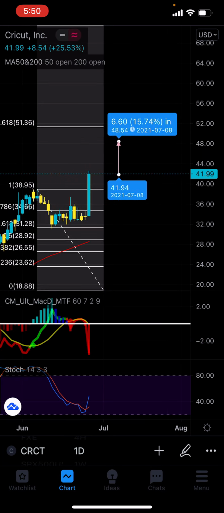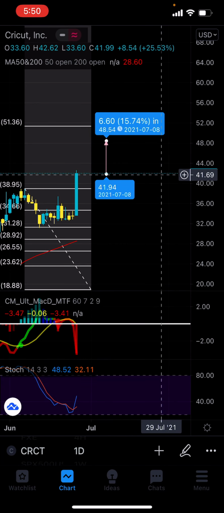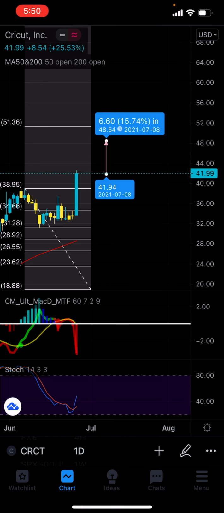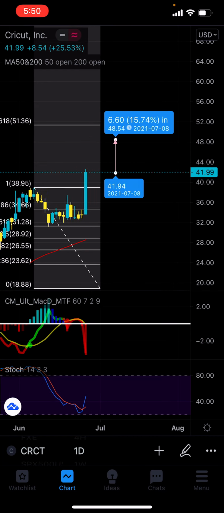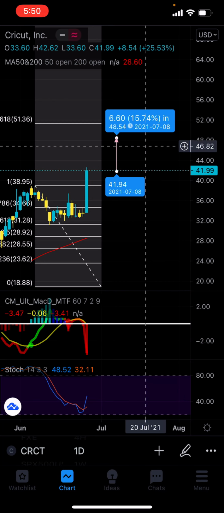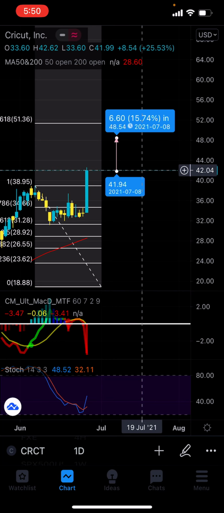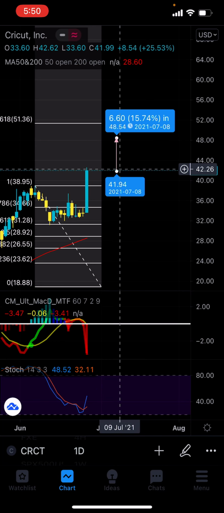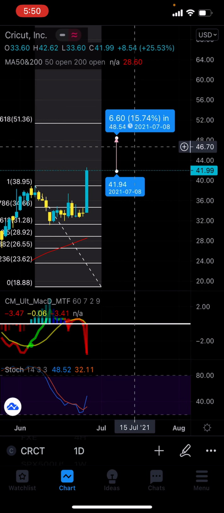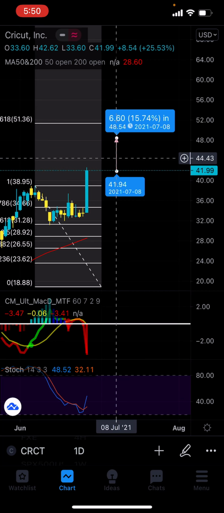So from the buy-in of $41 and 90-ish cents all the way up to 48.54, 48.70, you would see a 15% increase on price, right? So generally, if you were to buy shares, you would only see a 15% increase on your shares. But if you were to buy calls, this would be closer to maybe another 100%, maybe 200%, right? Just on this move to the upside right here.